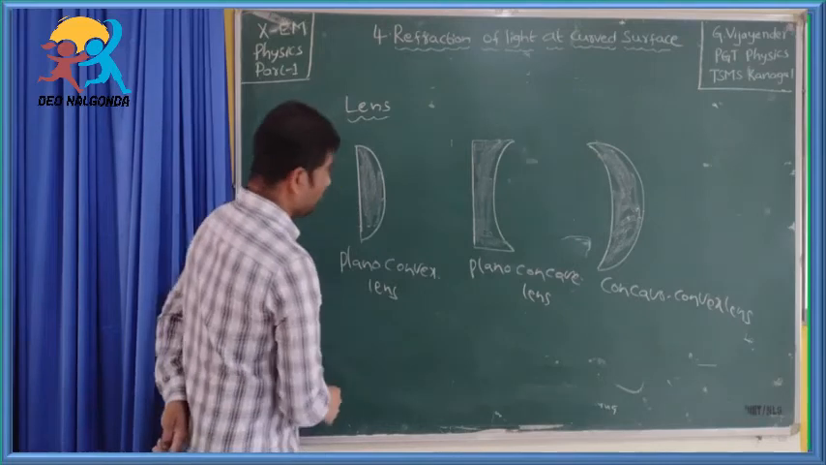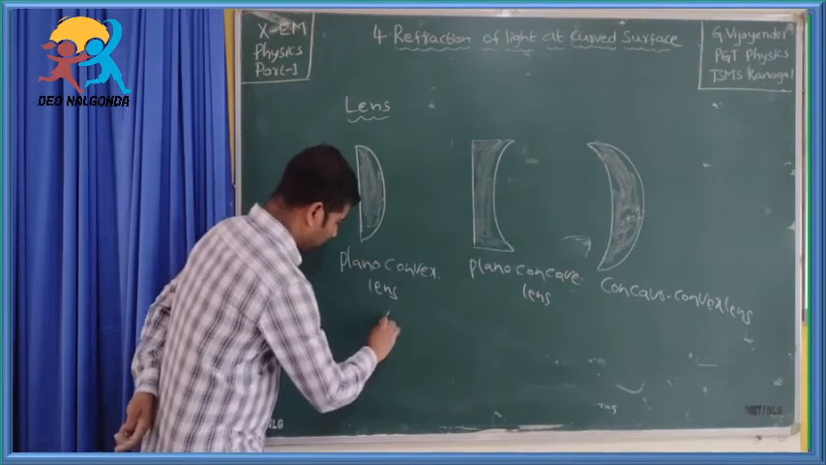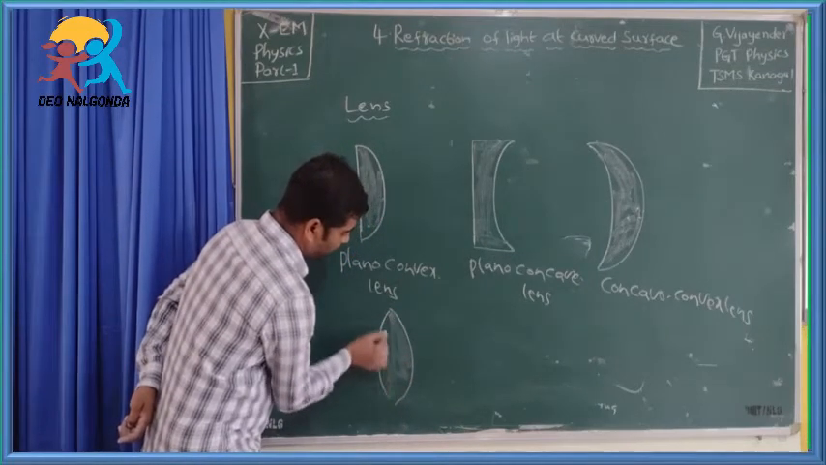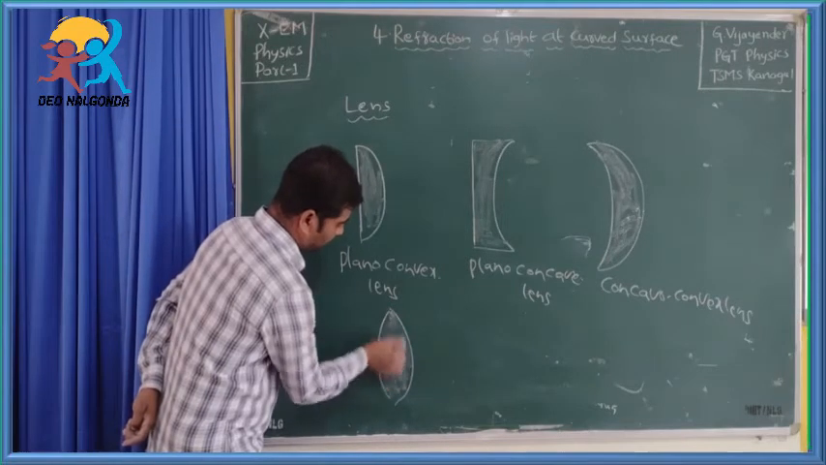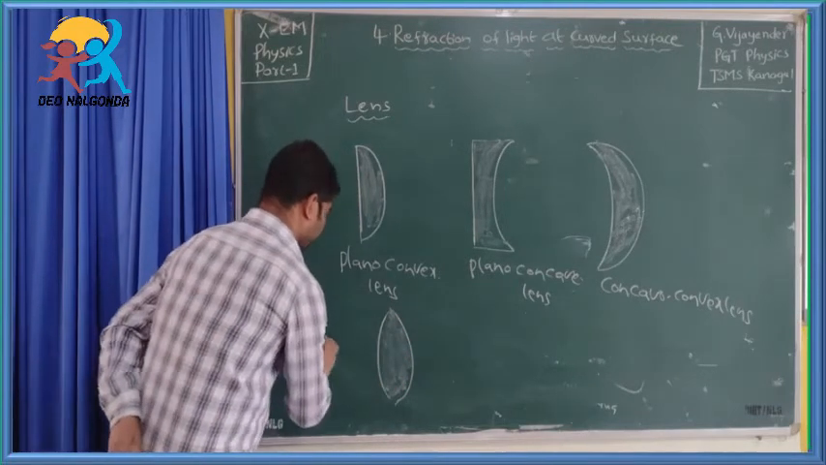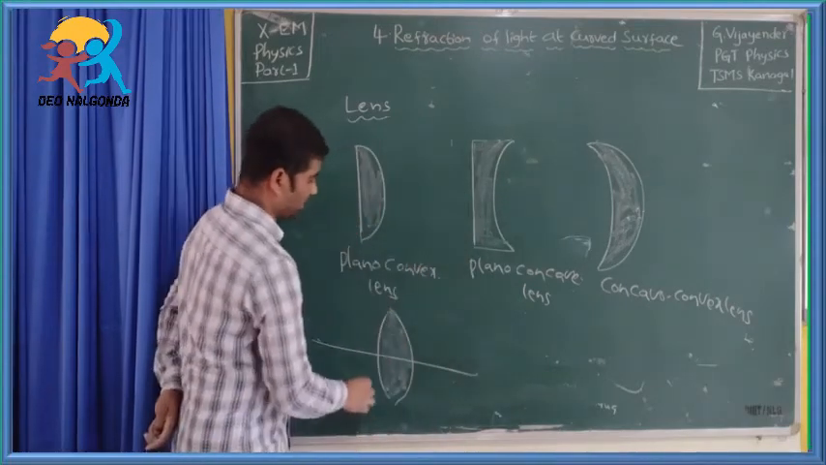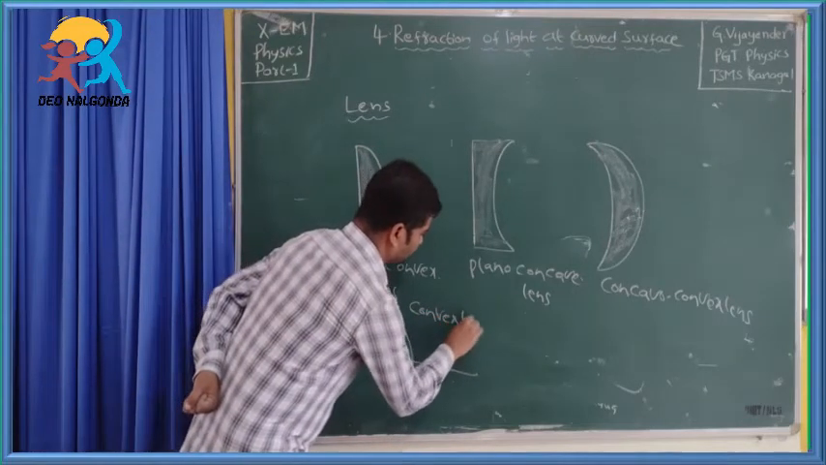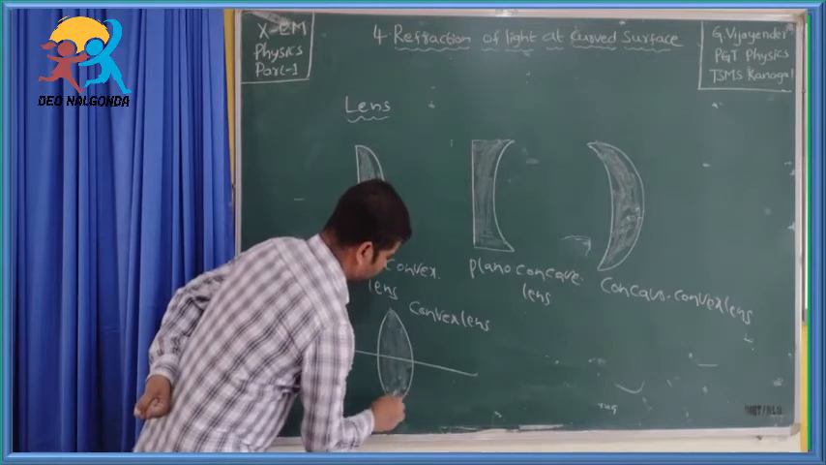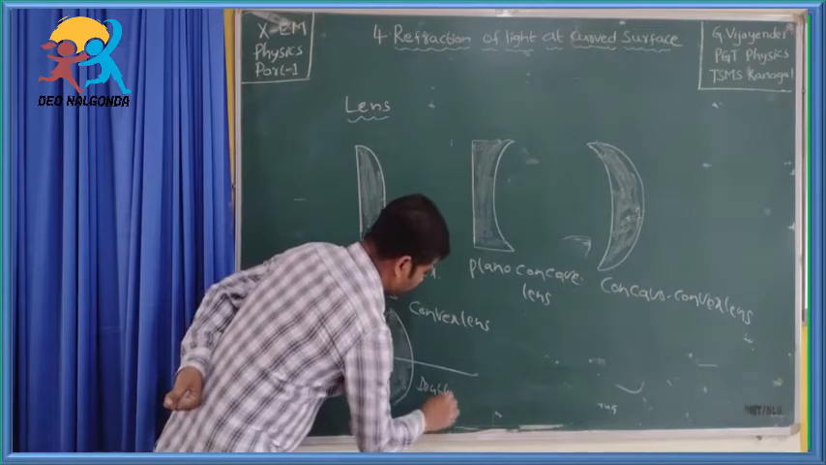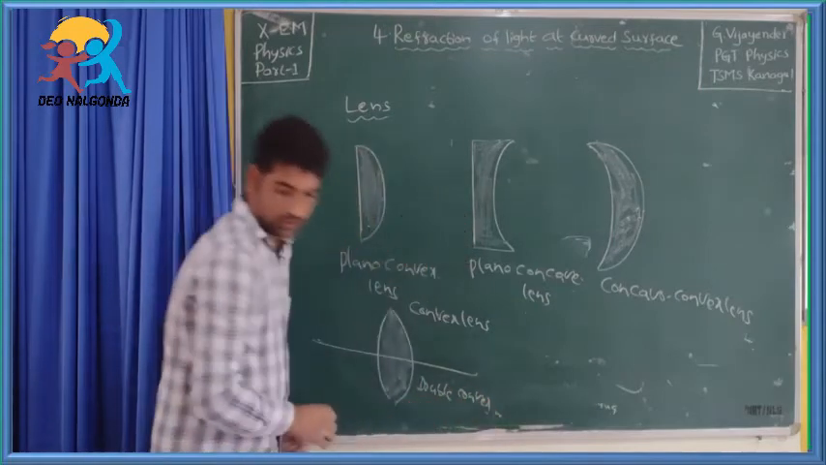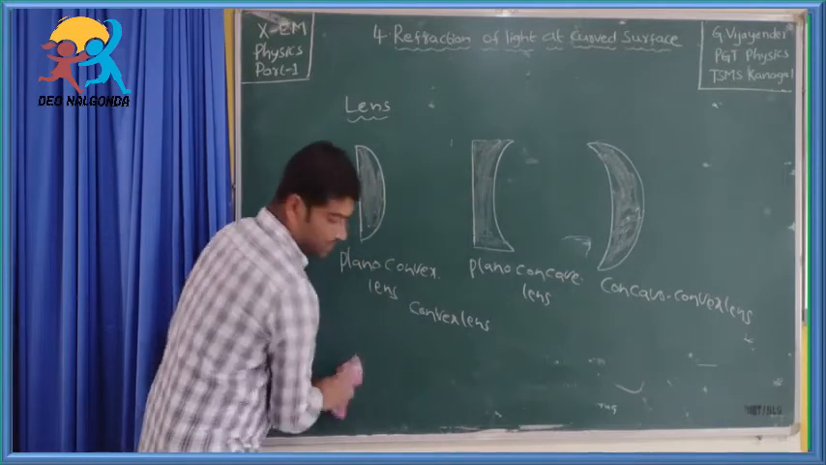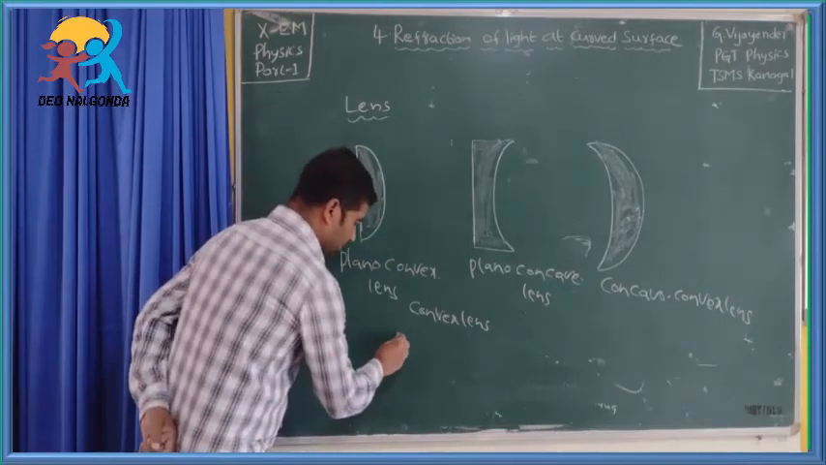Next, another lens may have both the surfaces convex. This type of lens is called a double convex lens or convex lens. Convex lens or double convex lens, which has both surfaces in convex shape.